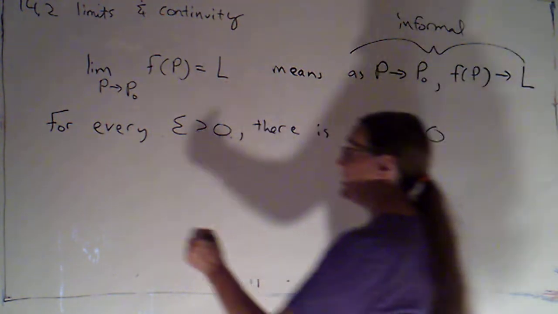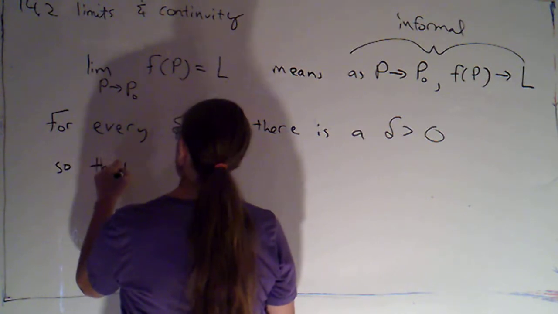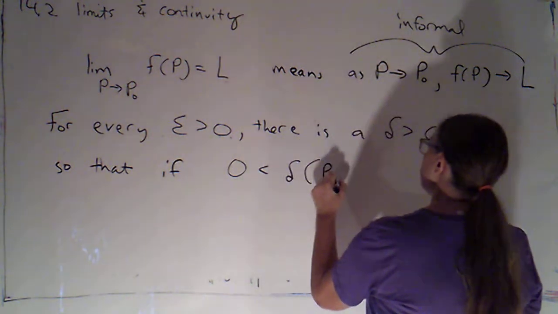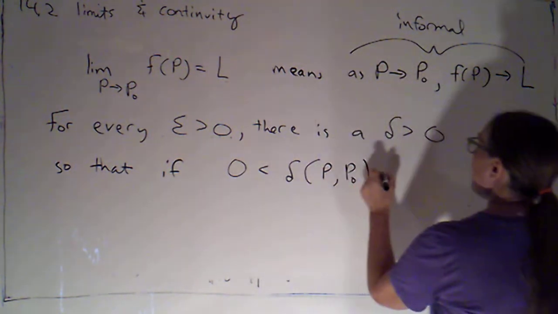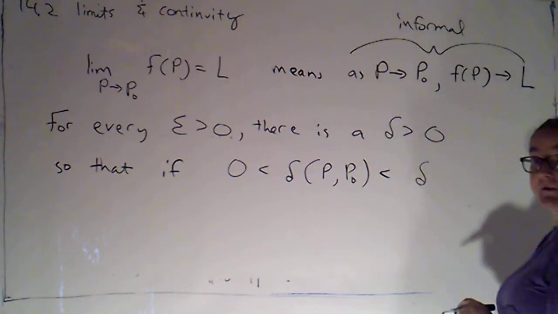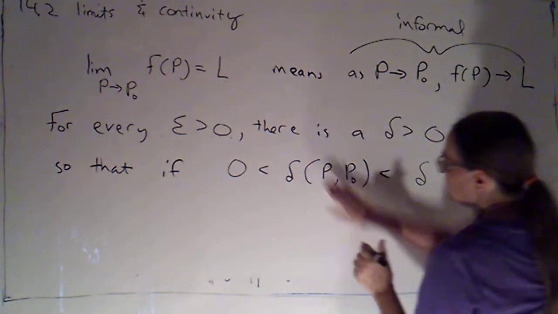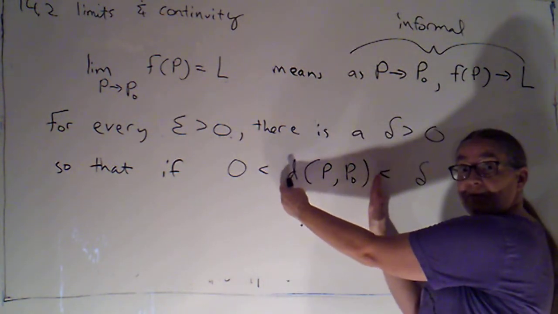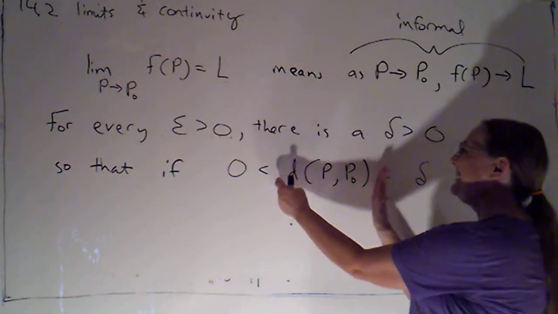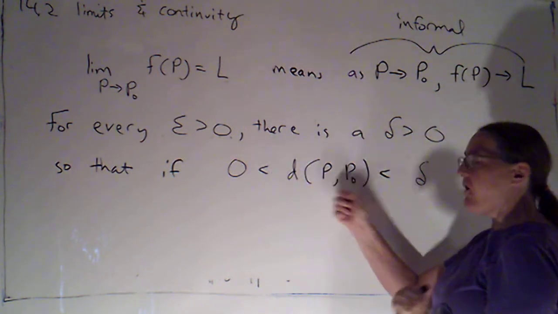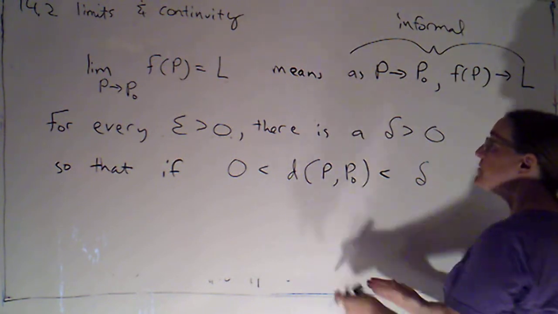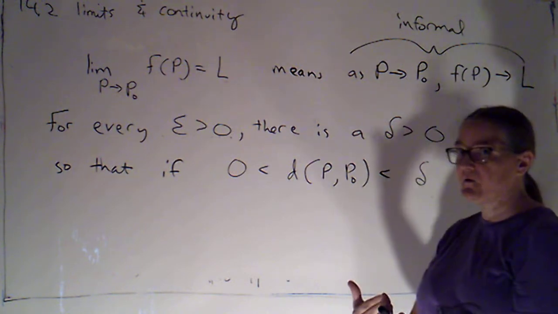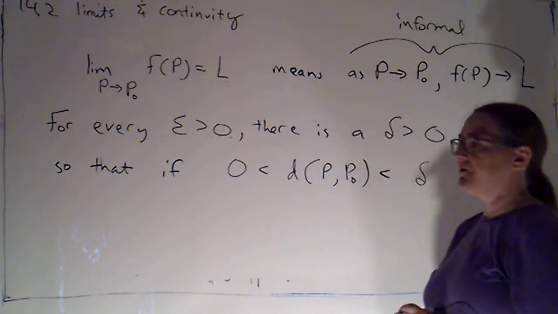for the inputs. So that if 0 is less than the distance between p and p naught is less than delta. Okay. I'm sorry, that shouldn't be a delta, that should be a d. And if you preferred to put the magnitude of p naught p or the magnitude of p naught here, that's totally fine. They all mean the distance between these points. So this says the distance is smaller than delta. So that says the points are close using delta as my standard of closeness.